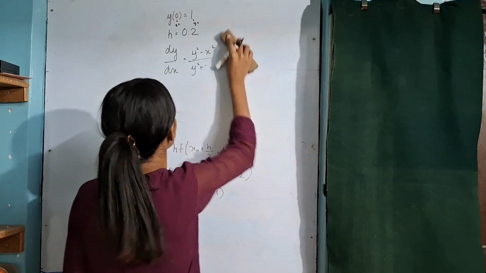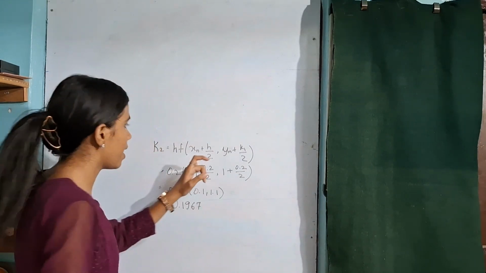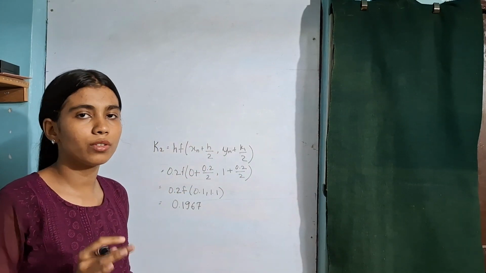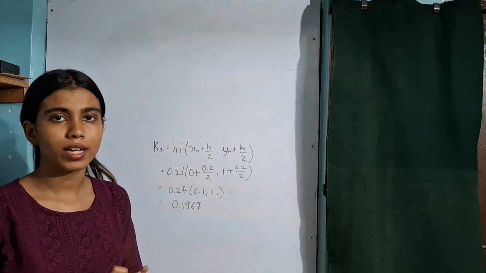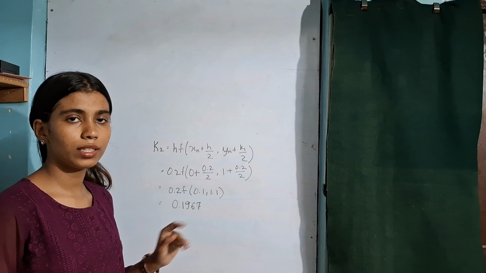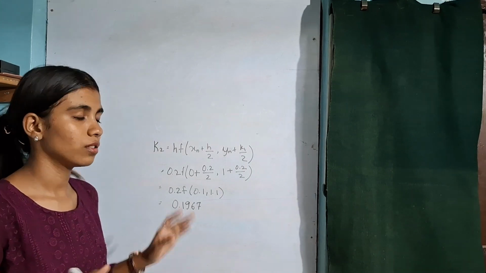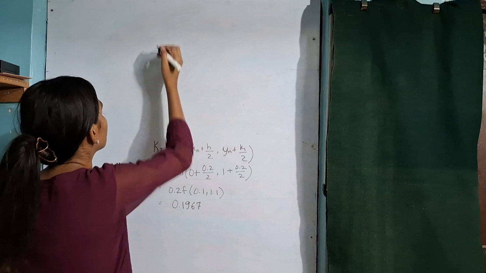You have to just substitute whatever the x and y values are, and in the program you need not change the equation again and again. You can keep that equation as it is and just change the values for x and y. Now that we have found K2, we will find the value for K3 also.